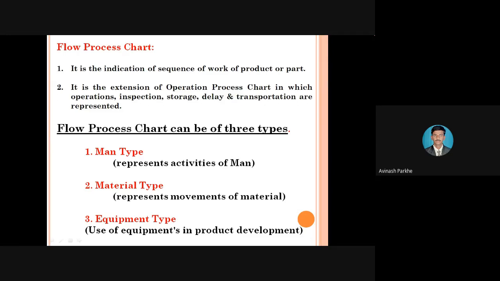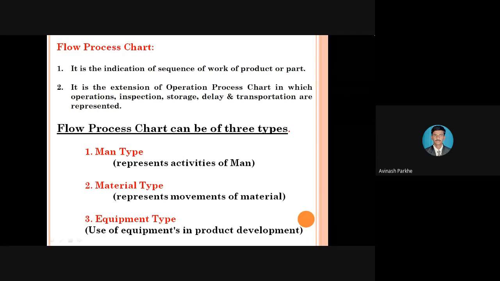At the center of that symbol, a number is mentioned, like 1, 2, 3, 4; the sequence of operation is mentioned. At the right side of the symbol, the type of operation, whether you are performing drilling, facing, threading or chamfering, is represented. And whatever time is required to perform that operation or that inspection is represented at the left side.